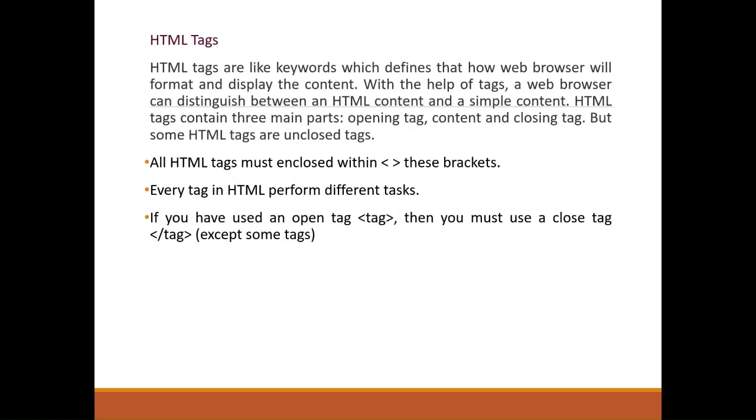So HTML tags are the keywords that define how the web browser will format and display the content. Basically, with the help of tags, the web browser can distinguish between the HTML content and the simple content. In an HTML tag, there are mainly three parts: the opening tag, the content, and the closing tag. The content comes in between the opening and closing tag.